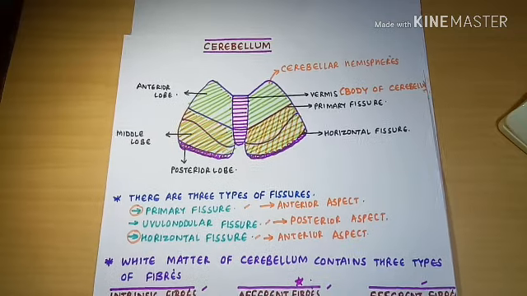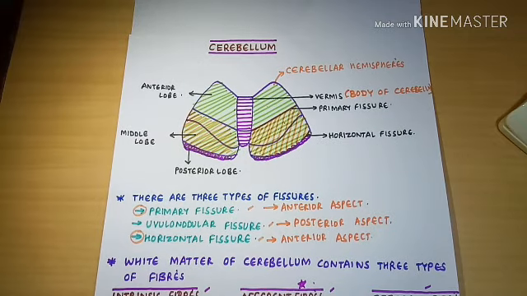Today's part of the video will be covering the blood supply to the cerebellum. In the previous section of the video on the cerebellum, we covered that there are three types of fissures: mainly the primary fissure, the uvulonodular fissure, and the horizontal fissure. We also covered that there are three types of fibers present in the cerebellar white matter. They are the intrinsic fibers, afferent fibers, and the efferent fibers.